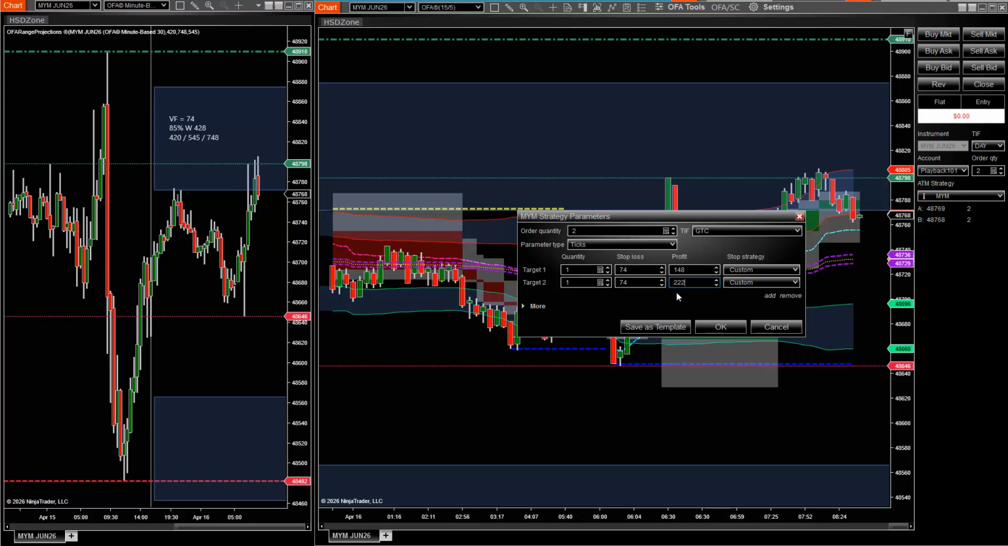Okay, and so what I have done now is I've said every single trade that I put on, unless I make any change to it, is going to go out with two contracts with a 74 tick stop, and it's going to put out two targets somewhere for me to be able to move them around to logical places. The next thing I need to do is set up what's called an auto break even.